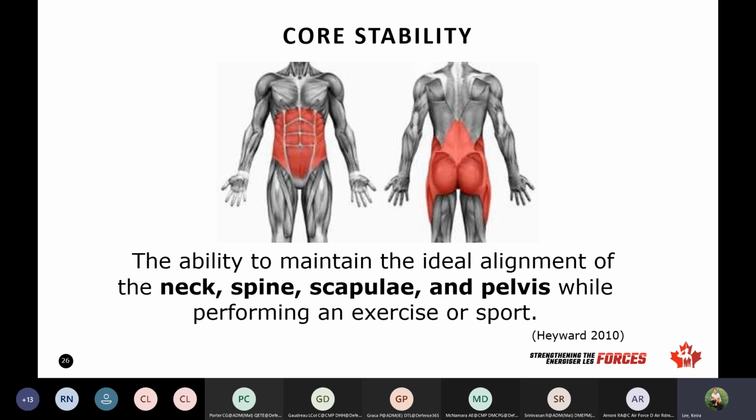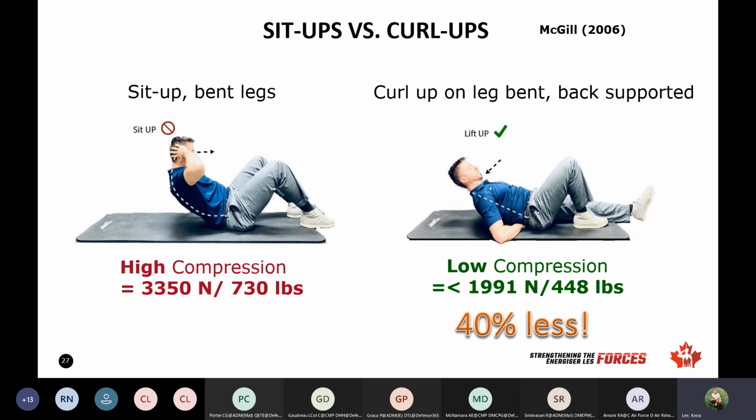In order to protect the back, ideally we want to create 360 degrees of stiffness around the spine as we perform these movements and transfer force throughout the body. And when we do this, we want to make sure that all of these core muscles are working in concert, working together. So I'm just going to go to our next slide to illustrate.